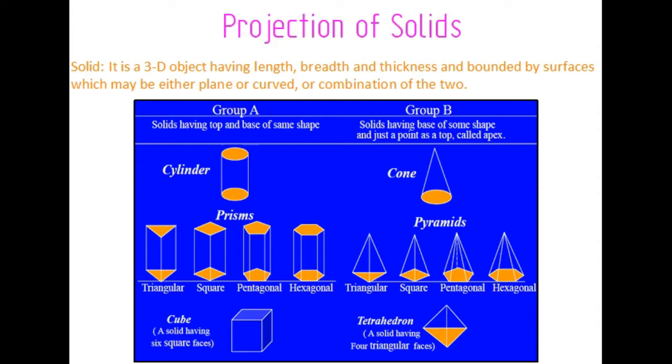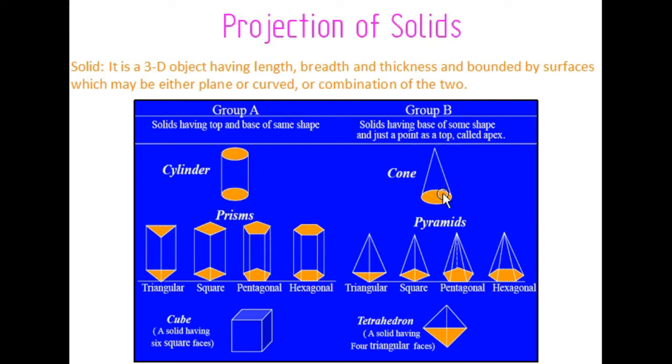It is categorized into two groups, group A and group B. In group A, it is called prisms. The prisms are solids having top and base of the same shape. Examples are cylinder, triangular prism, square prism, pentagonal prism, hexagonal prism. Why? Because you can see here the top face and the bottom face are of the same shape. Here triangular, here it is square, here it is pentagon, here it is hexagon.